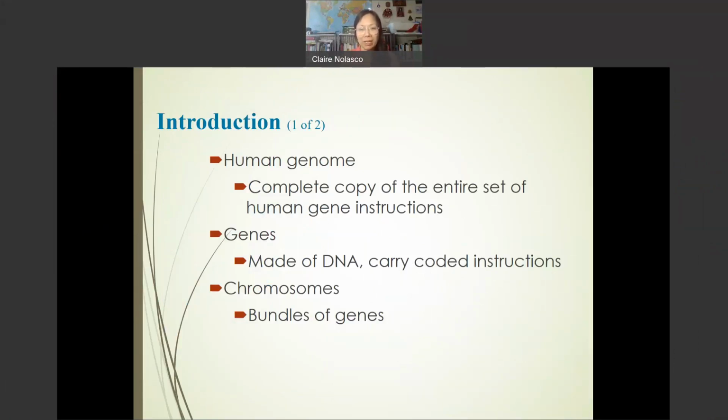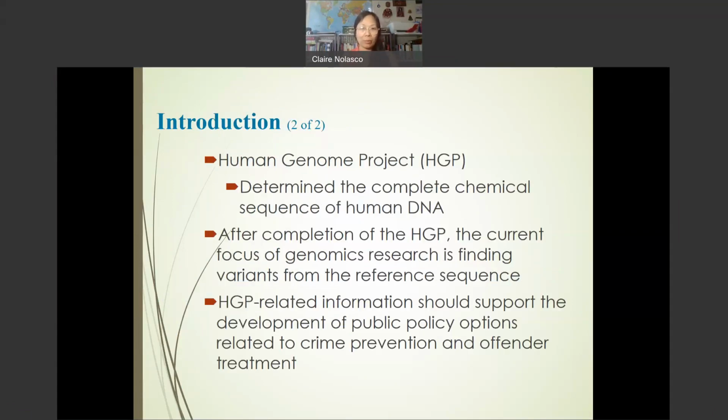Genes are made of DNA and they carry coded instructions, whereas chromosomes are bundles of genes. So the Human Genome Project, or HGP, determined the complete chemical sequence of the human DNA. After this was completed, the current focus of genomics research is finding variants from the reference sequence.